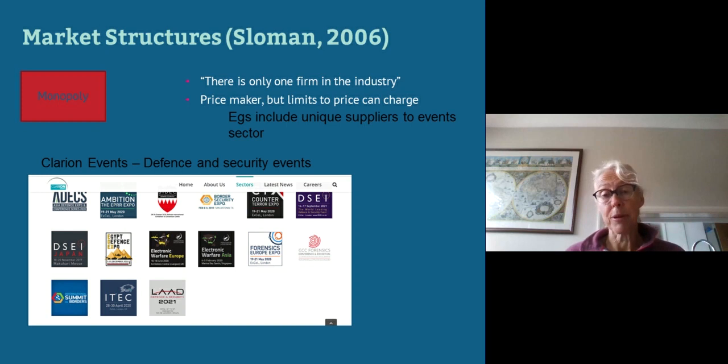And I've got another example above there. I said unique suppliers to event sectors. So there may be a company which is the only one that produces something which is quite specifically needed by certain events, and they would also be a monopoly there.